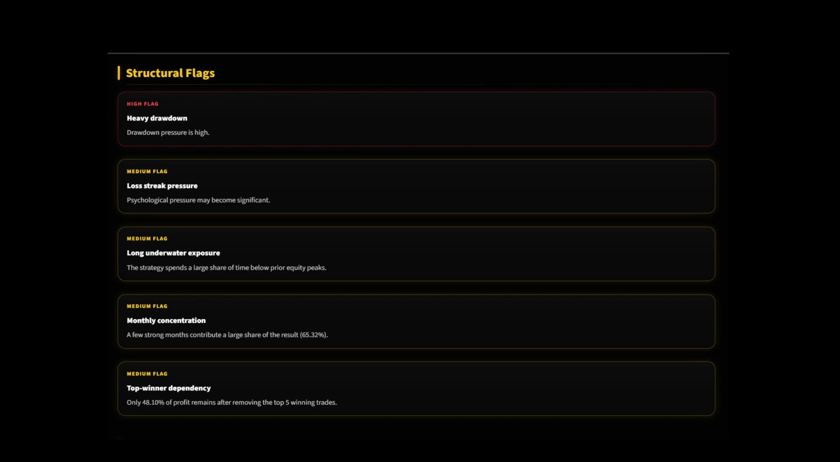Then we see medium flags for loss streak pressure, long underwater exposure, monthly concentration, and top winner dependency. These are not random warnings. They are structural signals. They tell us where the strategy may become difficult to trust, difficult to hold, or too dependent on specific moments. This is important because a statement can still show profit while the structural flags are telling a different story. So the flags are there to make the warnings impossible to miss.